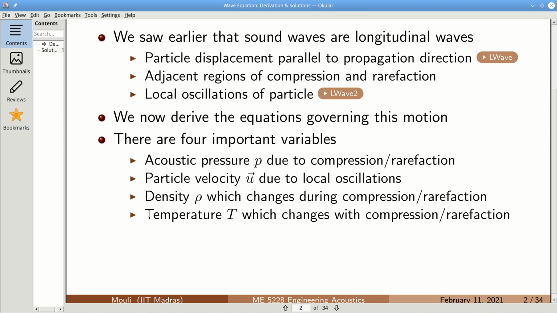So the quantities that come into play are, one, the acoustic pressure, which is the fluctuation over and above the mean. You have particle velocity. You could also consider kinematic quantities such as displacement, but normally in acoustics we are more concerned with the velocity of the particle. Then the density changes due to the pressure fluctuations, and of course the pressure fluctuations also create temperature changes. So these are the four variables. They are not all independent. We will see that there are relations governing these variables.